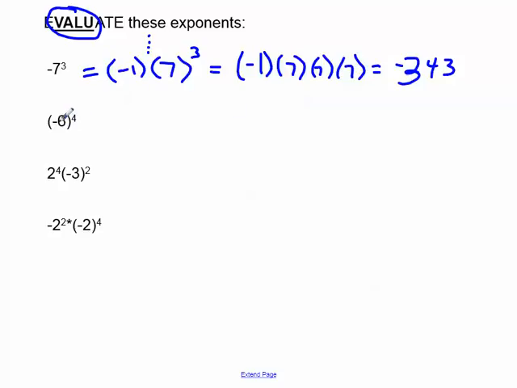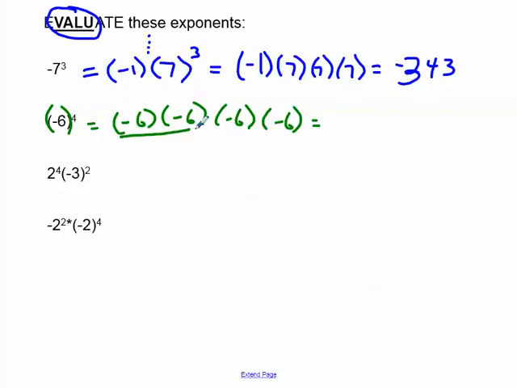Alright, let's do this one. Different question. This one says my base is -6 because it's inside the parentheses. Inside the parentheses means the whole thing is the base. So I evaluate this as -6 times -6. My base is -6, and the exponent tells me I'm multiplying by itself 4 times. So -6 times -6 times -6 times -6. Negative times negative is positive, so this evaluation is positive. This is positive as well, so positive times positive gives me a positive.